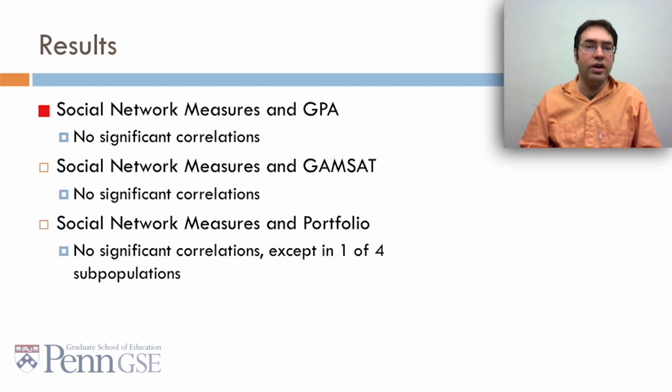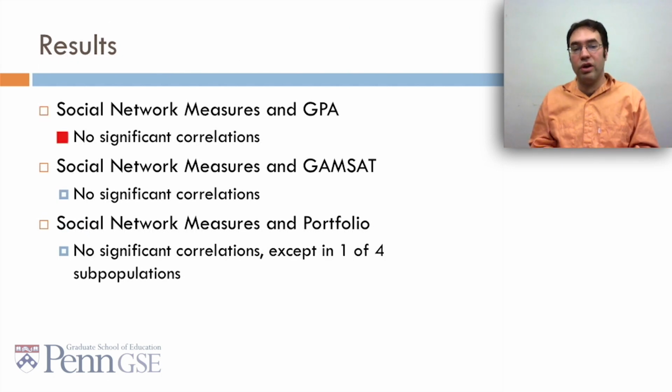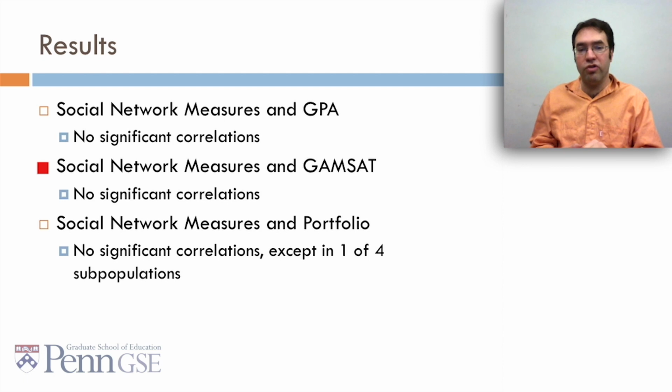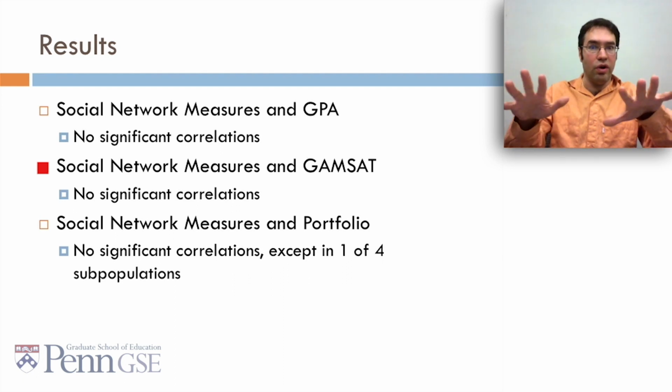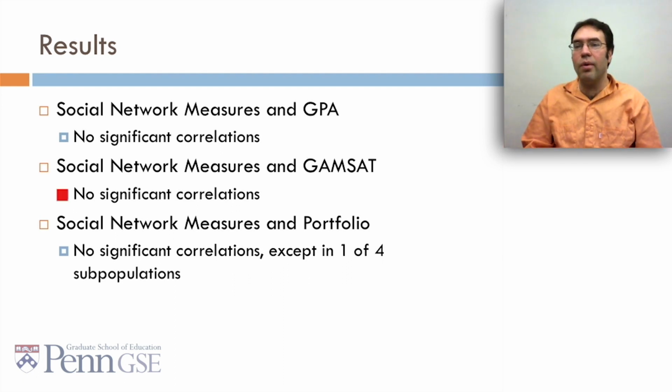What Dawson, McFadden, and colleagues found was that there were no significant correlations between the social network measures and GPA or the GAMSAT. So in other words, how students behaved in interacting with other students in the course didn't correlate to how well they did in previous courses or how well they did on the medical exam. Also, there were generally not significant correlations between the social network measures and their portfolio.